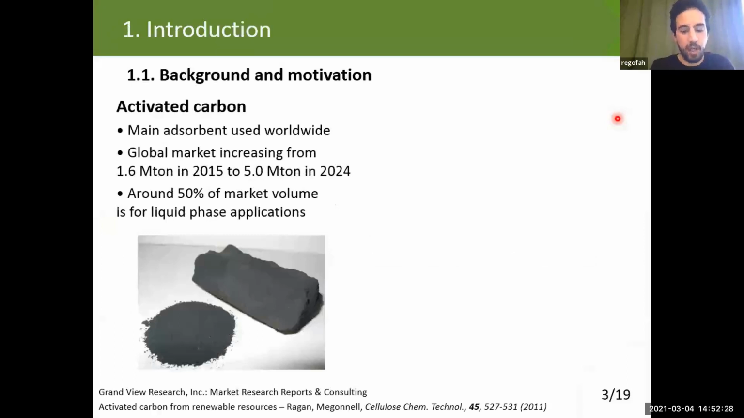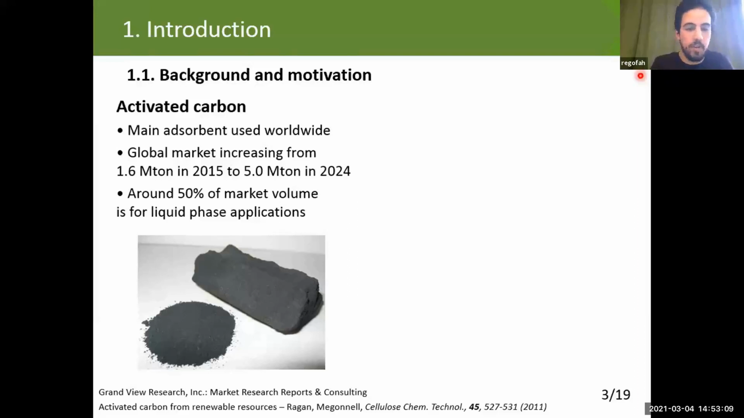Since I'm looking at decontaminating water, adsorption is a very effective technique and it's very popular in wastewater treatment. The main adsorbent used in the world is activated carbon. You may be familiar with it. Its demand is increasing every year because we're always polluting air and water, of course, and governments are implementing more strict legislation around contaminants in water. So there is a need to clean water and air.